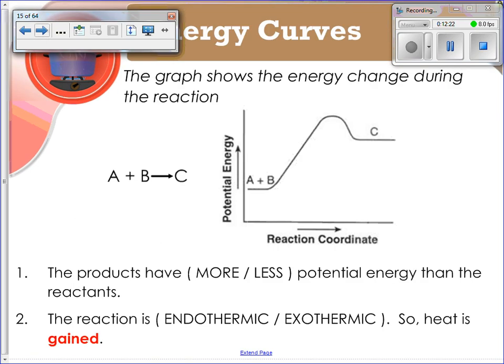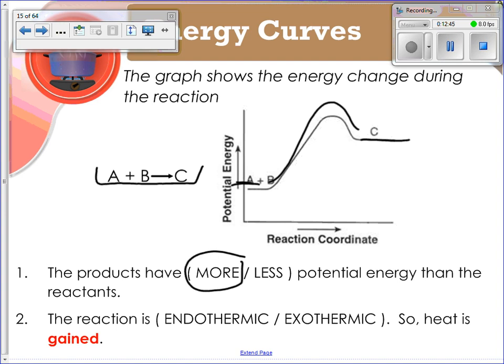The graph shows the energy change during the reaction. So here's what we were kind of looking at. We've got A plus B yields C. Okay, here's our reactants, A plus B at this particular potential energy. We overcome our activation energy, and we're left with C as our product. The products, it says, have more or less potential energy than the reactants. So my products have more potential energy than my reactants. Therefore, my reaction had to gain energy to get to that point, so it's going to be endothermic.